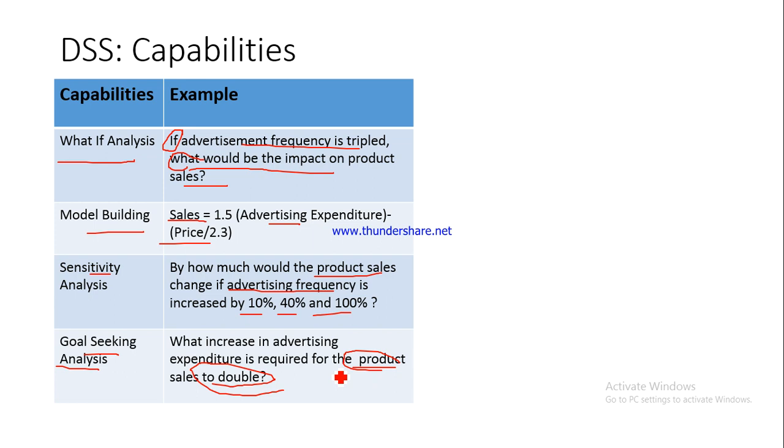Fine. What all do I need to change so that I'm able to realize the predetermined goal that I had set for myself? Here the goal was doubling the product sales. What do I need to do?